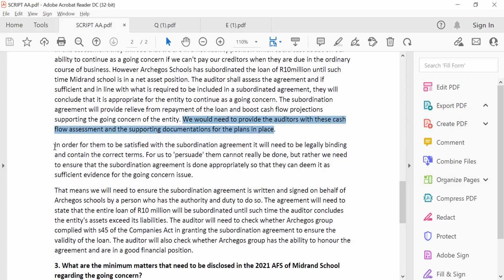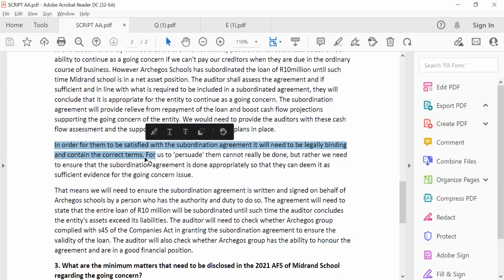What they actually do is go over and above the minimum that is required. So the candidate then provides insight in relation to the subordination agreement. They say in order for the auditors to be satisfied with the subordination agreement, it will need to be legally binding and contain the correct terms. So they're saying, yes, we have the subordination agreement. It's our key evidence for going concern. However, for the auditors to be able to rely on that, the subordination agreement would need to be legally binding and contain the correct terms.